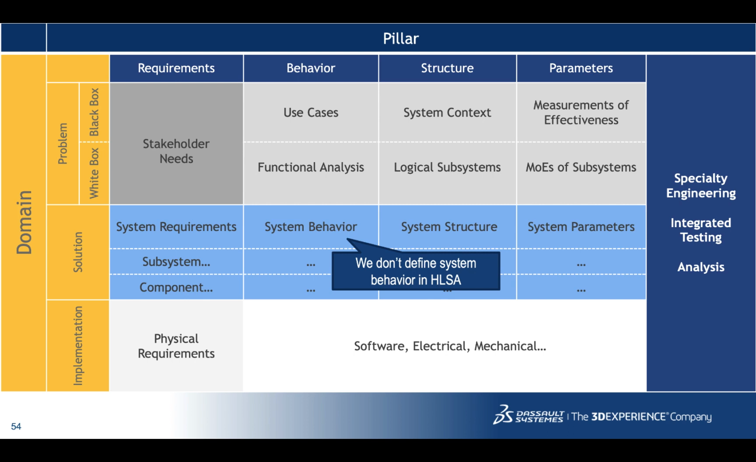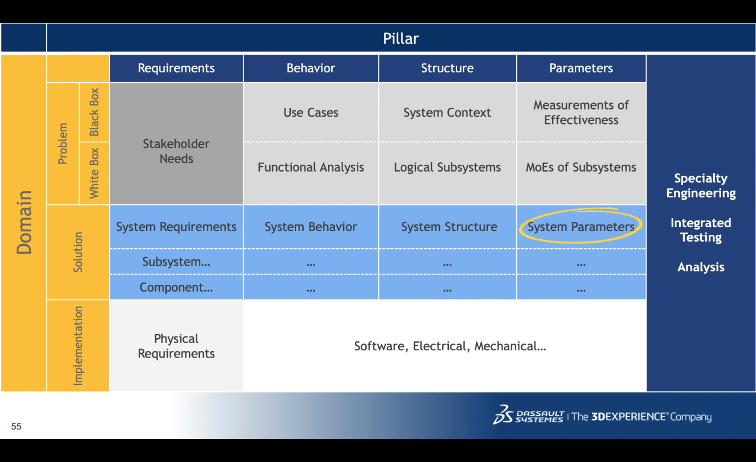Here, usually at the system level, we're not defining behavior. It can be defined if we are not going further, but it doesn't make sense to define it if we are going to the subsystems, going to components. We only define behavior here for the leaf level components.